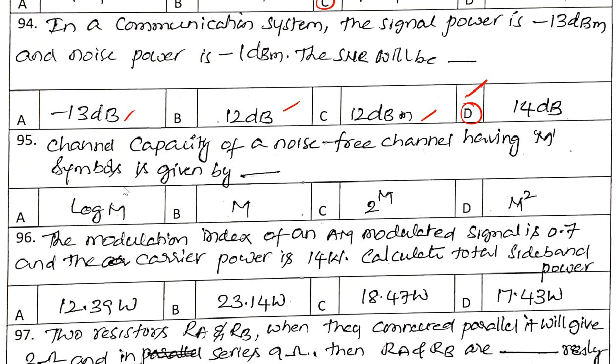Next one, channel capacity of a noise free channel having M symbols is given by. So channel capacity we need to find. Options are log M, M, 2 power M, M square. Okay, the answer for this question is log M.